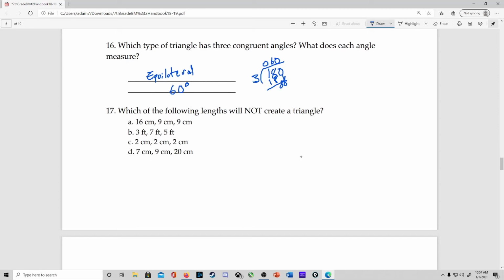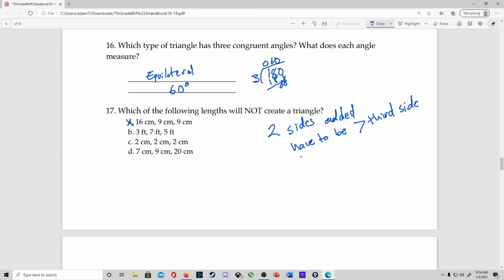Remember, our triangle theorem is that two sides added have to be greater than the third side. So to test it, we just add up and check. So 16 and 9 is 25. 25 is more than 9, so that works. 9 and 9 is 18. 18 is more than 16, so that works. So this one is a triangle, so it's not our answer.